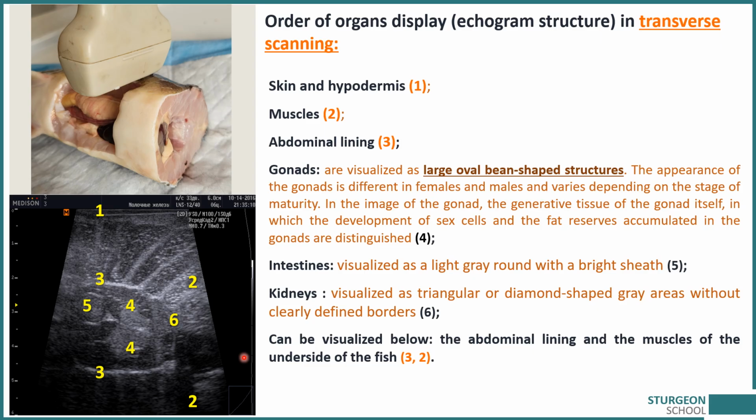In addition to the gonads, in the central region of the sonogram we can observe the intestines, which are visualized as a circle with a bright shell and gray amorphous content, as well as the kidneys, which are visualized as diamond-shaped or triangular gray structures without clear borders.